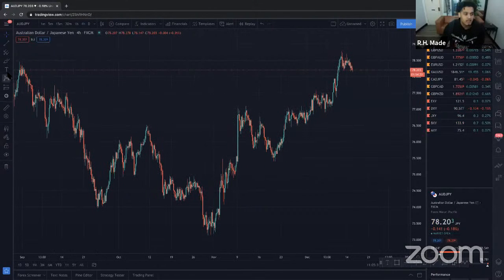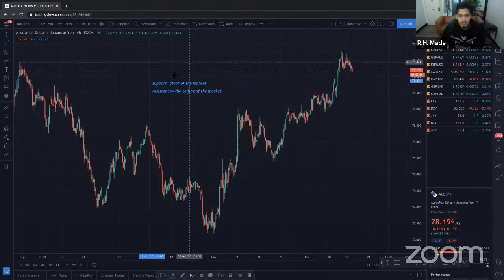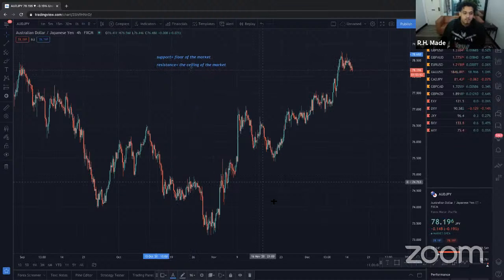All right. So first, let's start off with what support and resistance is. Okay. So support is the floor of the market. Okay. And resistance is the ceiling of the market.